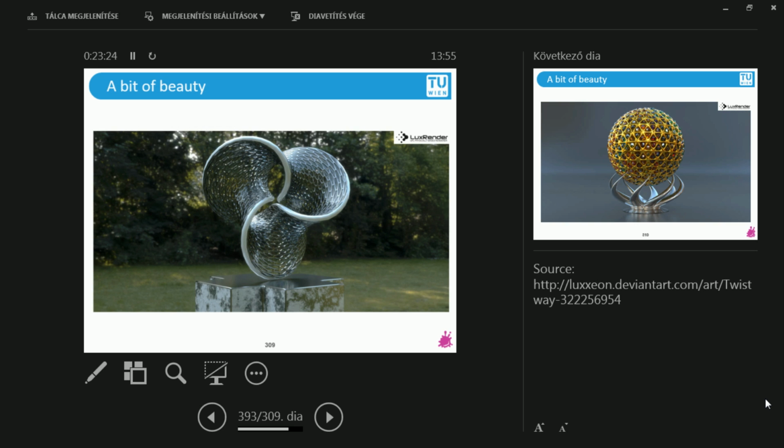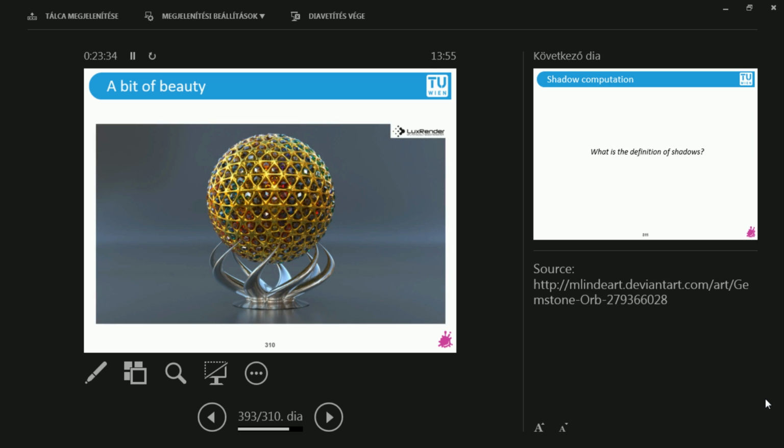Okay, after we digested this, a small beauty break. This is an image rendered with LuxRender, our glorious renderer. We are going to use this later during the course. And some more motivation. We'll be able to compute images like that.